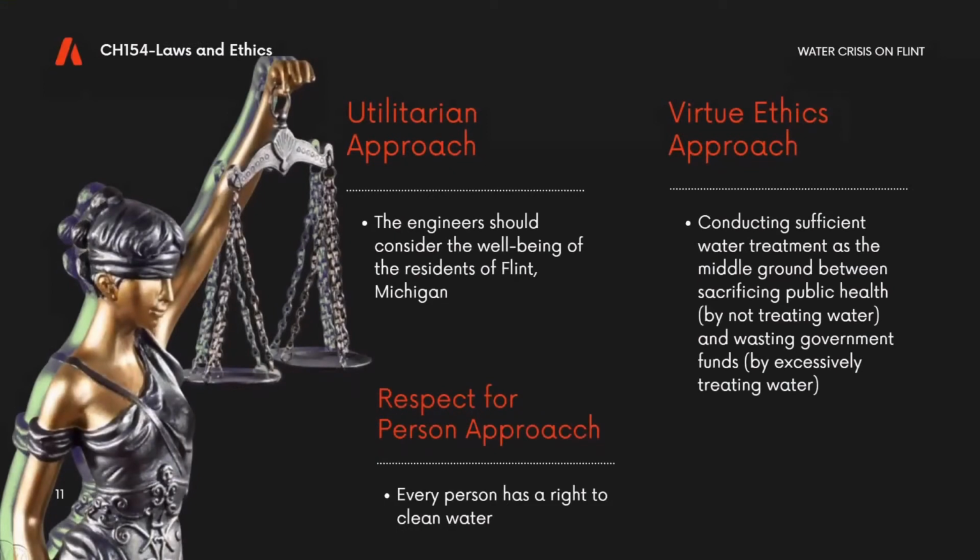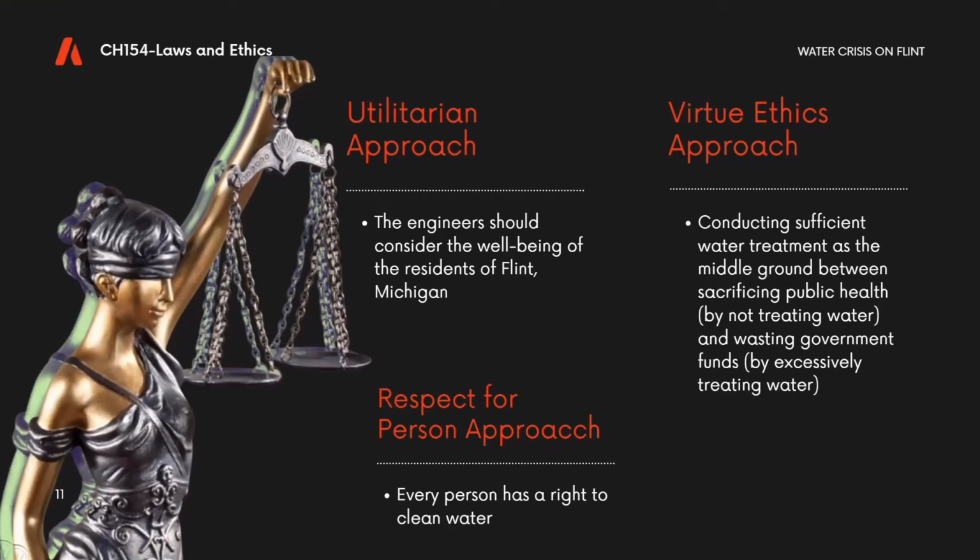For ethical concepts, we could use three approaches. First is the utilitarian approach, in which the engineers should consider the well-being of the residents of Flint, Michigan. In this approach, we should maximize the overall well-being. In this case, conducting the necessary water treatment would provide the most good, especially in the long term, as clean water is vital to public health.